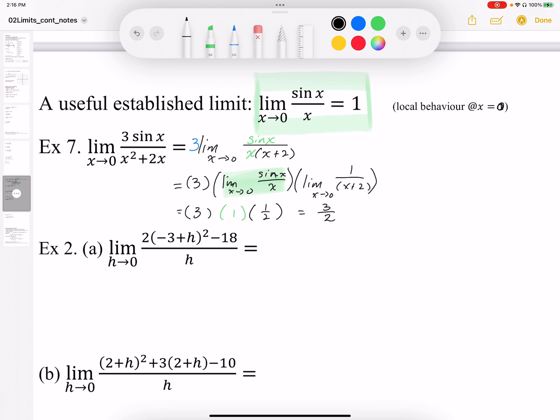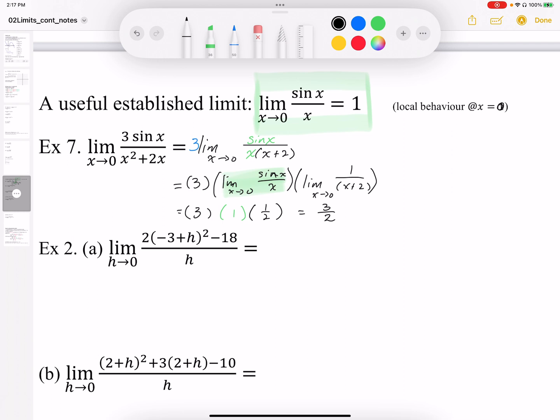So if we were to graph this, you should check it on your graph. 3 sine x over x squared plus 2x is going to have a hole at y equals 1.5. At x equals 0, y equals 1.5. So this is using an established limit.